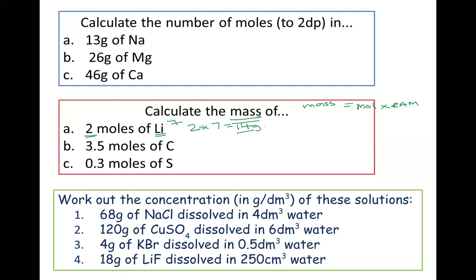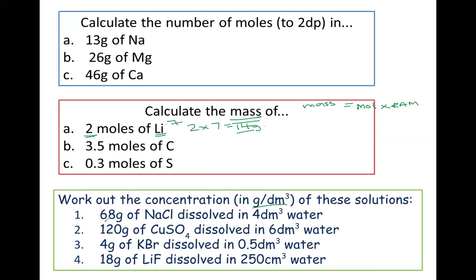Now, in a moment, when I get to the end of this slide, I will get you to pause the video to check your calculations of these, and then you can check what you've got to make sure you're getting it correct. So, working out the concentration in grams per decimetre cubed of these solutions. Look at the units here. This is your clue on how to do this if you don't remember how to do concentration.